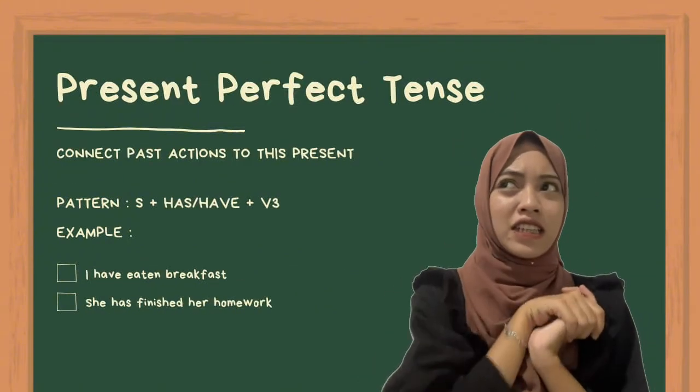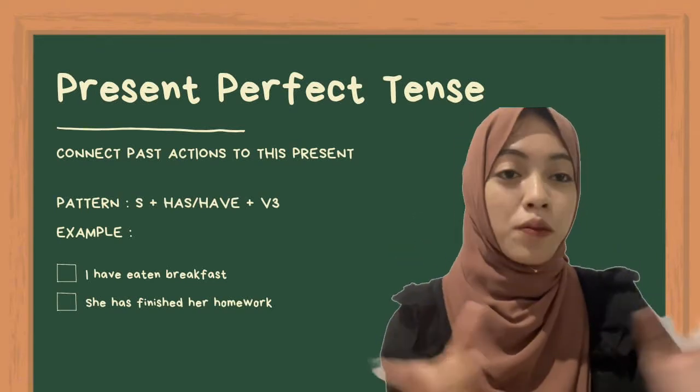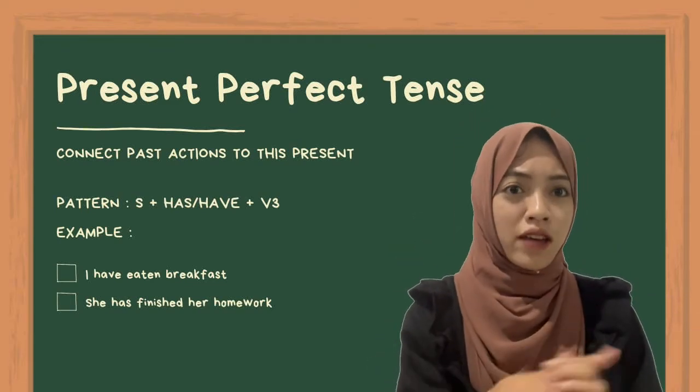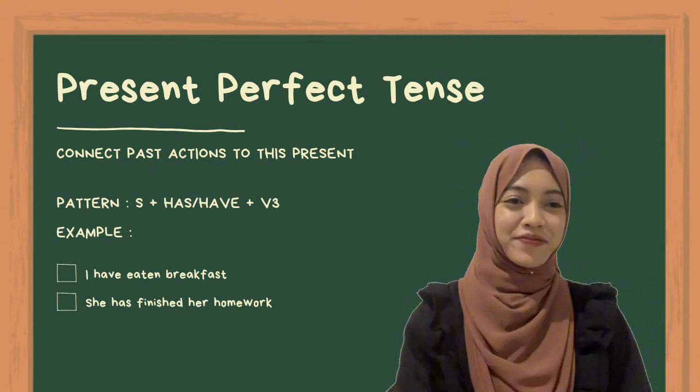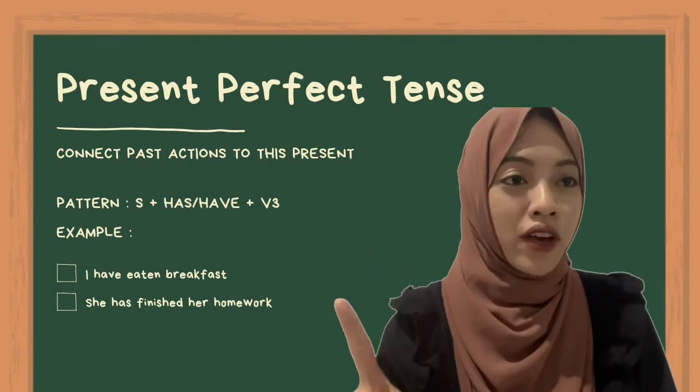Okay. Let's move to perfect tenses. In perfect tenses, we have three again, okay? The first is present perfect tense.